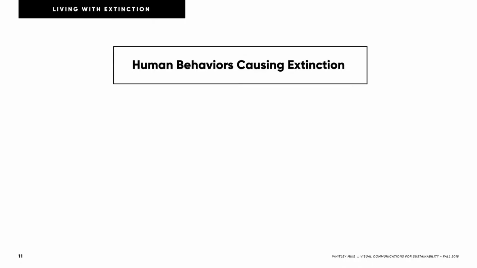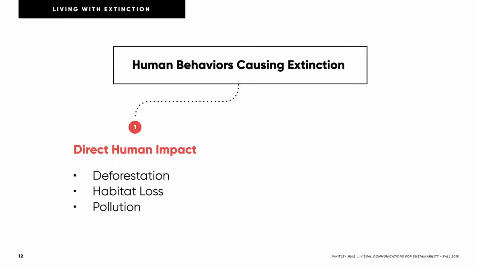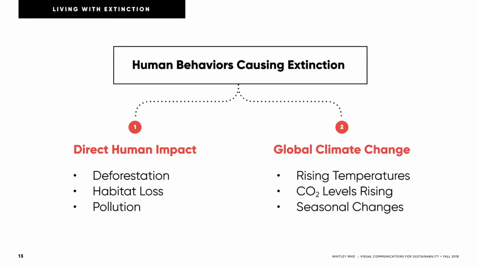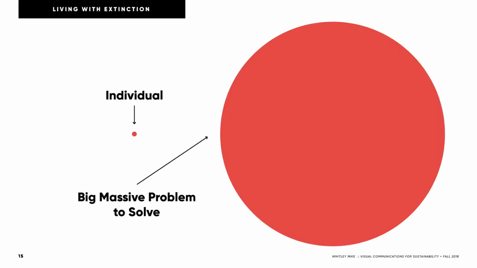Extinction is driven by human behaviors in 2 ways. Direct human impact, which is things like deforestation and habitat loss and pollution. And secondly, global climate change. Global climate change is things like the Earth's temperature rising, CO2 levels increasing in the ocean, and seasonal changes. Each individual problem I just mentioned is massive and it's complicated. And from an individual's perspective, mass extinction is a huge problem that seems impossible to solve.